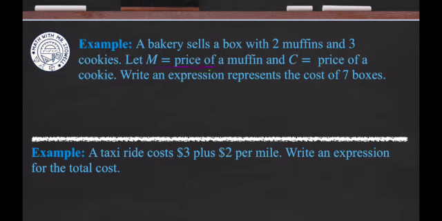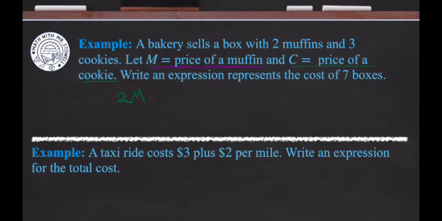We know that M is the price for the muffins, and we have C, which is the price for the cookie. They decided to use uppercase letters for this one, and that's okay. So we know each box has 2 muffins in it, but we don't know how much each of them costs. So we're going to put M beside the 2: 2 of those times whatever their price is. If the price was $1, then together it'd be $2. If the price was $3 for each muffin, that's going to be a total of $6 for those 2 muffins, and so on.